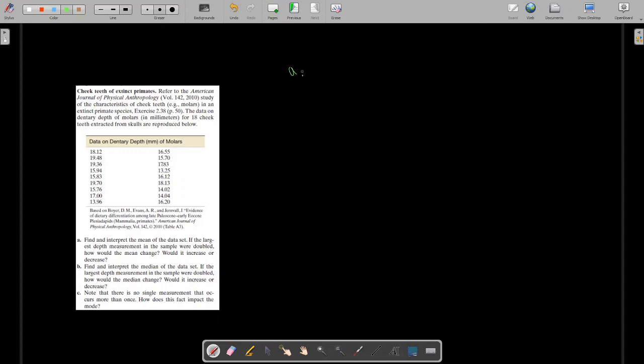Part A, find and interpret the mean of the data set. So once again, we will take all of the data values, starting with 18.12, and then adding 19.48, and so on until we've added up all 18. It looks like the last one is 16.2. And divide by the number of data values we have, which in this case is 18. And so when we add all those up, we end up with 296.99 divided by 18, which gives us about 16.5.